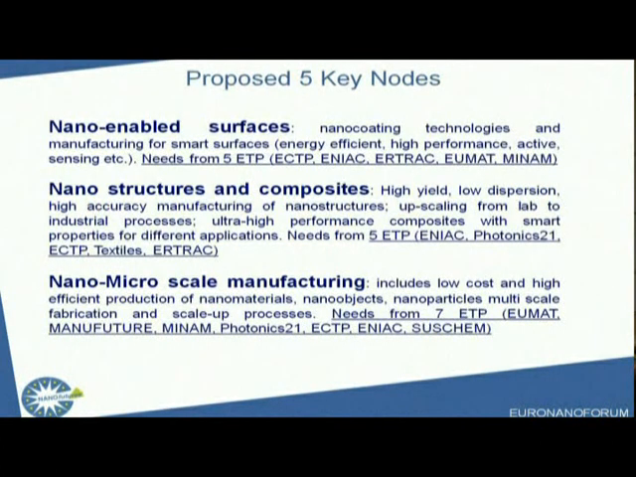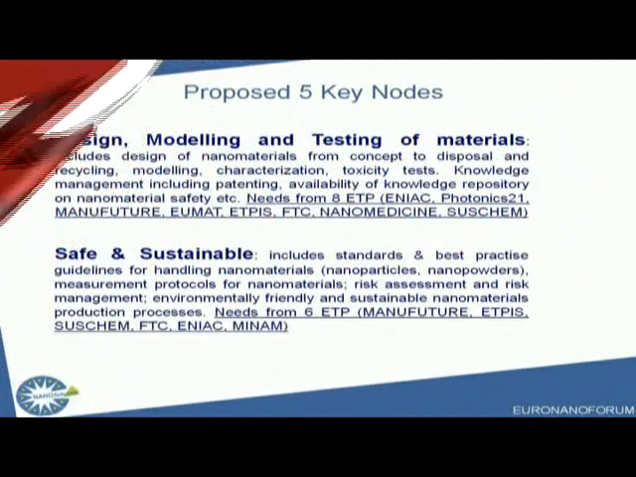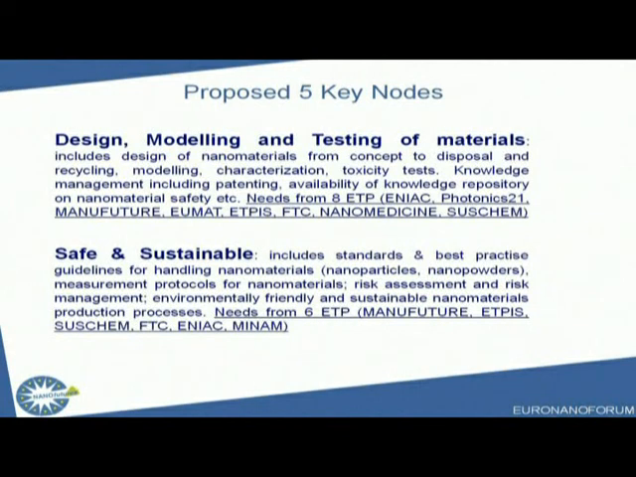Here I just want to mention that this selection was able to take into account all the needs from the ATPs. So doing this, we are not losing any of the 50 needs we had. They are simply collected and clustered. You see in this table that, for instance, for nano-enabled surfaces we have 5 ATP needs embedded. Nanostructures and composites, again 5; nano and micro scale manufacturing, 7; 8 in design, modeling and testing; and 6 for safety and sustainability.